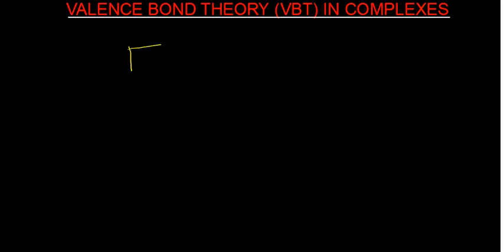In this video, we're going to go over the valence bond theory in complexes. So if we look at our periodic table, we have got some elements which are in between here. These elements which are here are called D block elements. So this is block D, this region which we can see here.